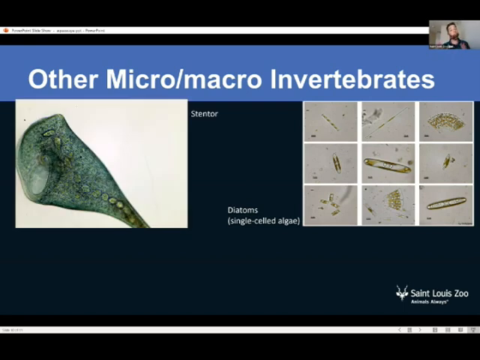Now, diatoms are another great example of plankton that are filtered out by animals like Daphnia and filter feeders like fish and whales in the ocean. Now, a stentor is another cool macro or micro invertebrate, depending on the species. Now, some can be seen without a microscope, some cannot. But all stentors are very, very good hunters.